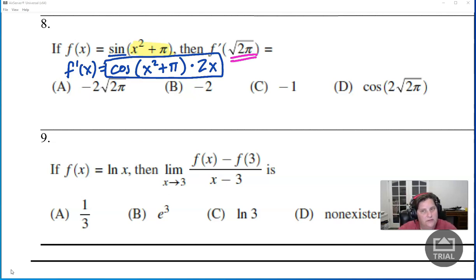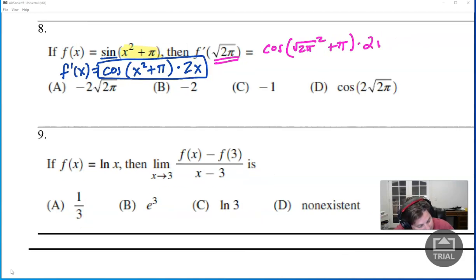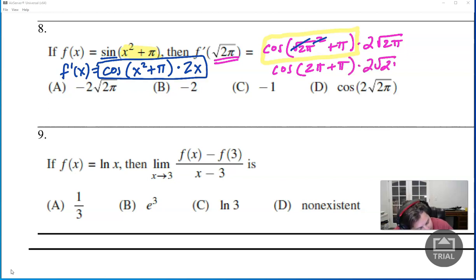What even is that? Let's just plug it in and see what happens. Okay, so it's going to be the cosine of the square root of 2 pi squared plus pi times 2 square root of 2 pi. Ooh, that's crazy. All right, I'm going to work with this for a minute. The square root of 2 pi squared would just be 2 pi. And then 2 pi plus pi would be 3 pi.